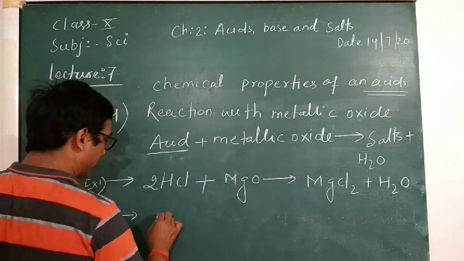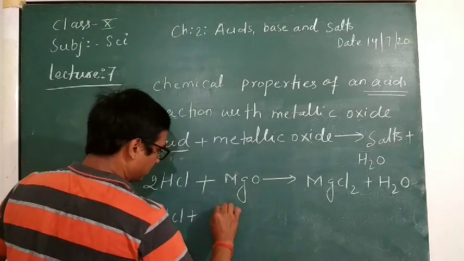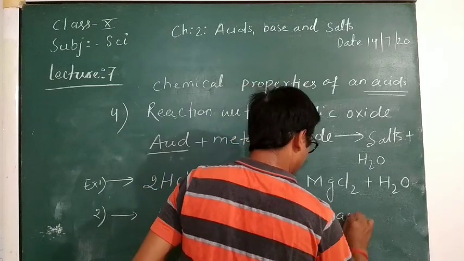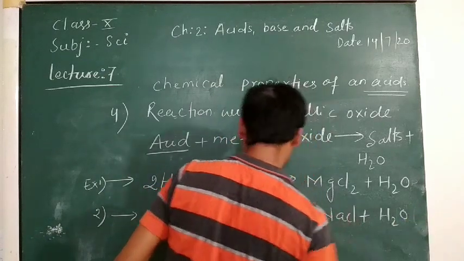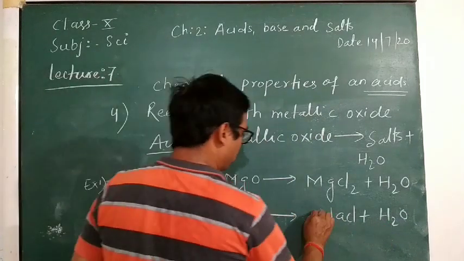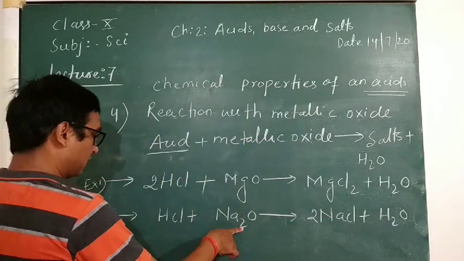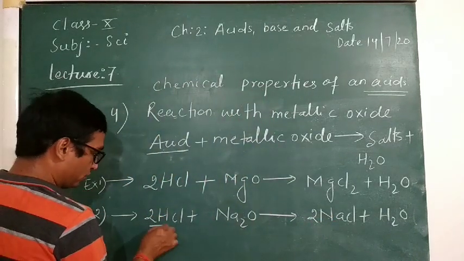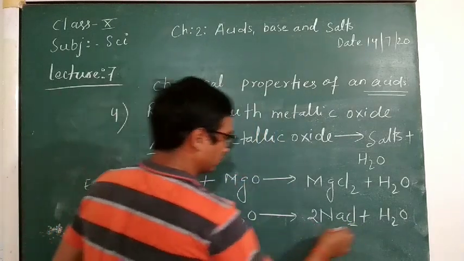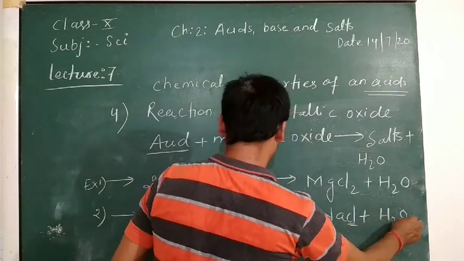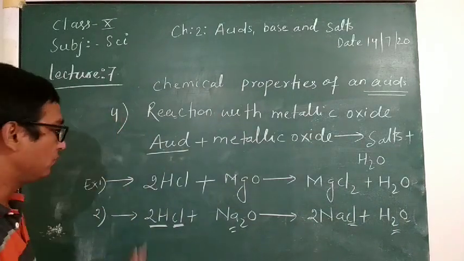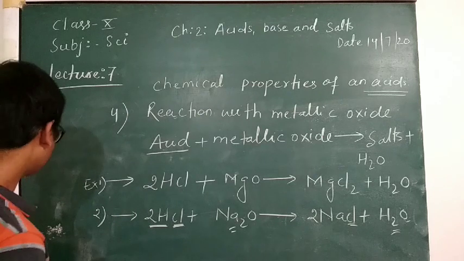Now the second example we can take: HCl plus Na2O. So it also forms NaCl plus H2O. Now again here sodium is 2, hydrogen is 2, so we can place here 2. So 2 hydrogen, 2 Cl, 2 Cl, 2 sodium is there, and oxygen is 1, hydrogen is 2, and hydrogen is 2. So this equation is balanced also.